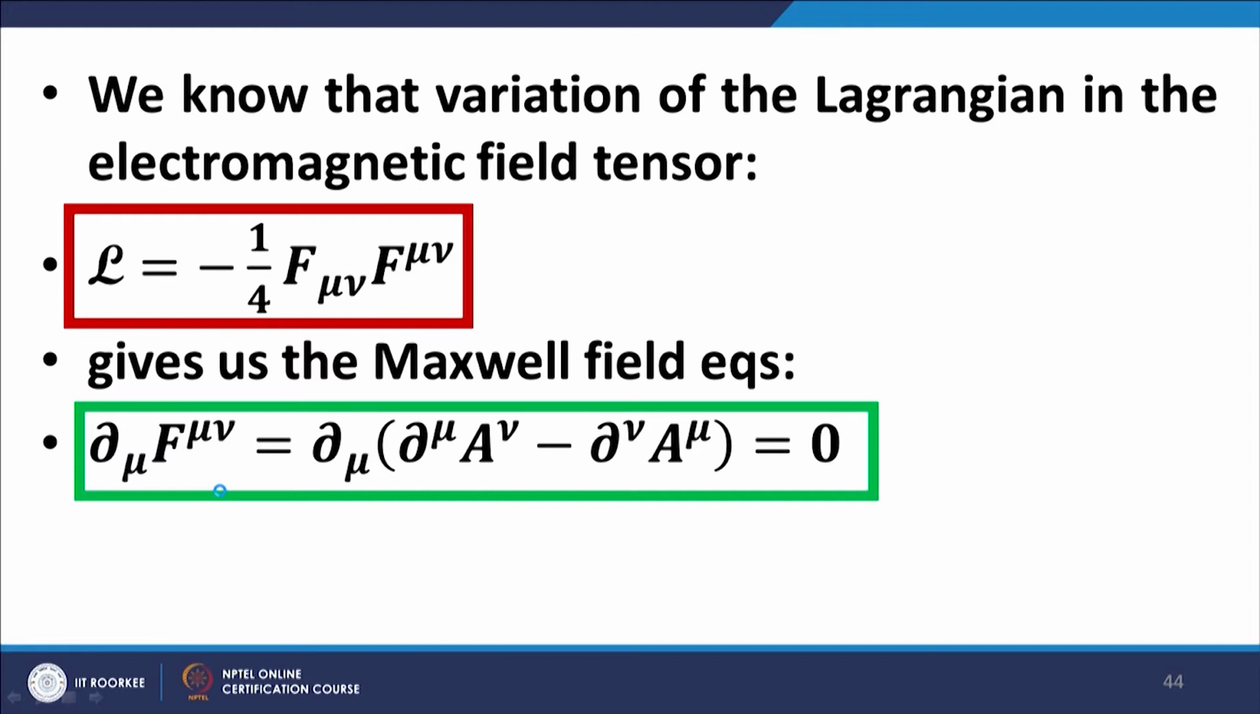Now, this is the Lagrangian in terms of the electromagnetic field tensor, and if you do the variation of this Lagrangian, we can recover the Maxwell field equations which are given here. These Maxwell field equations can also be represented, as we have discussed again and again, in terms of the electromagnetic field tensor in the form given in the green box here at the bottom of the slide.